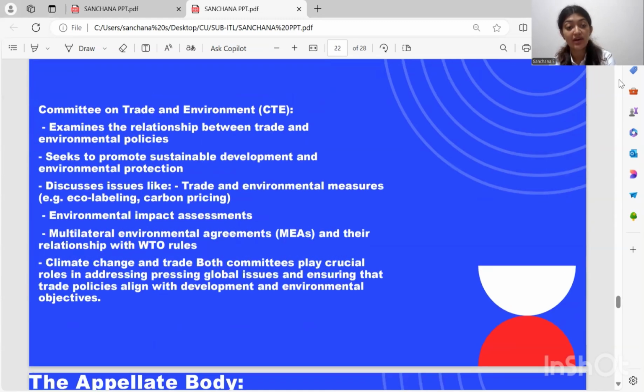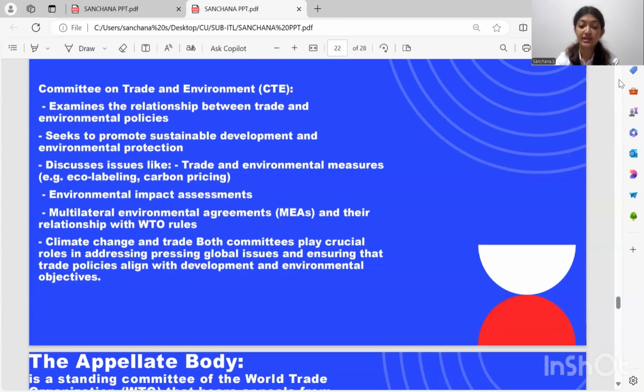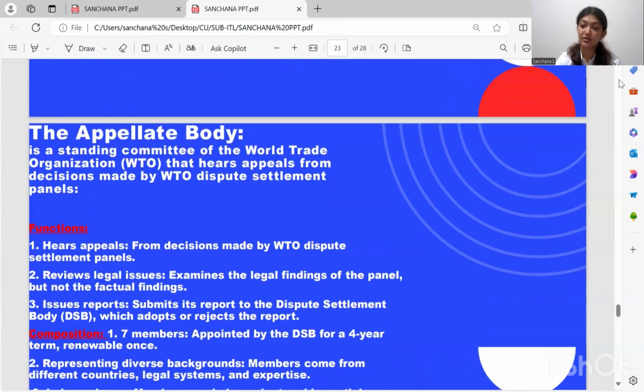The Committee on Trade and Environment examines the relationship between trade and environmental policies, seeks to promote sustainable development and environmental protection, and discusses issues like trade environment measures, eco-labeling, carbon pricing, environmental impact assessment, multilateral environment agreements and their relationship with WTO rules, and climate change and trade. Both committees play a crucial role in addressing pressing global issues and ensuring the trade policies align with development and environmental objectives.